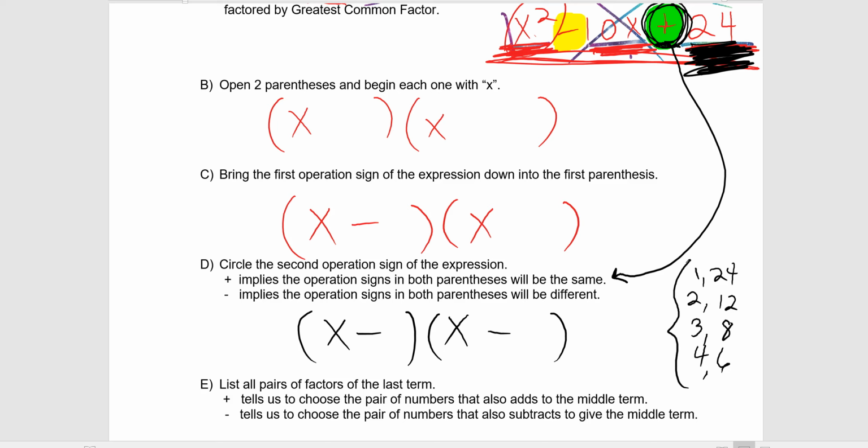Plus, that plus that we circled before, tells us to choose the pair of numbers that also adds to the middle term. What was our middle term? Well, in this case, it was 10. Which pair of numbers here adds to 10? And we should see that it's 4 plus 6 that's going to add to 10.